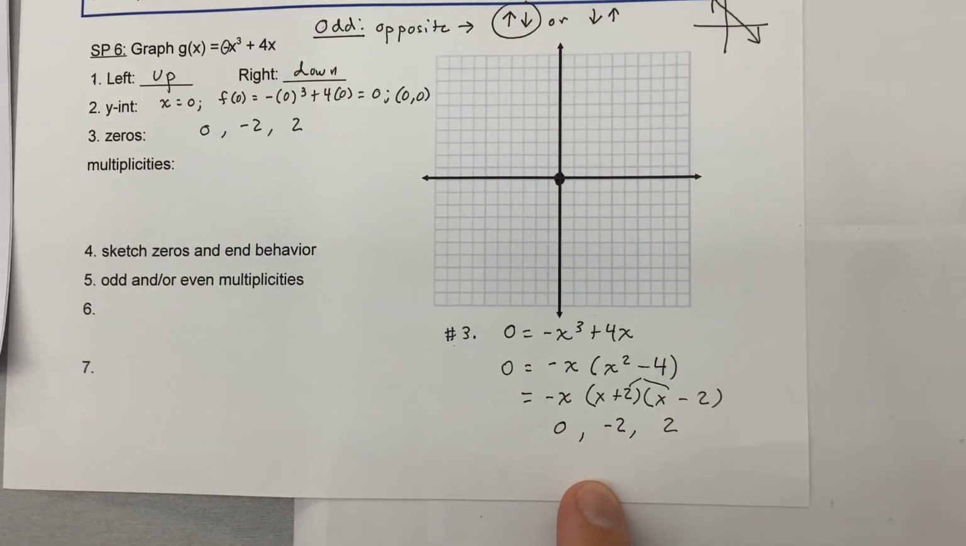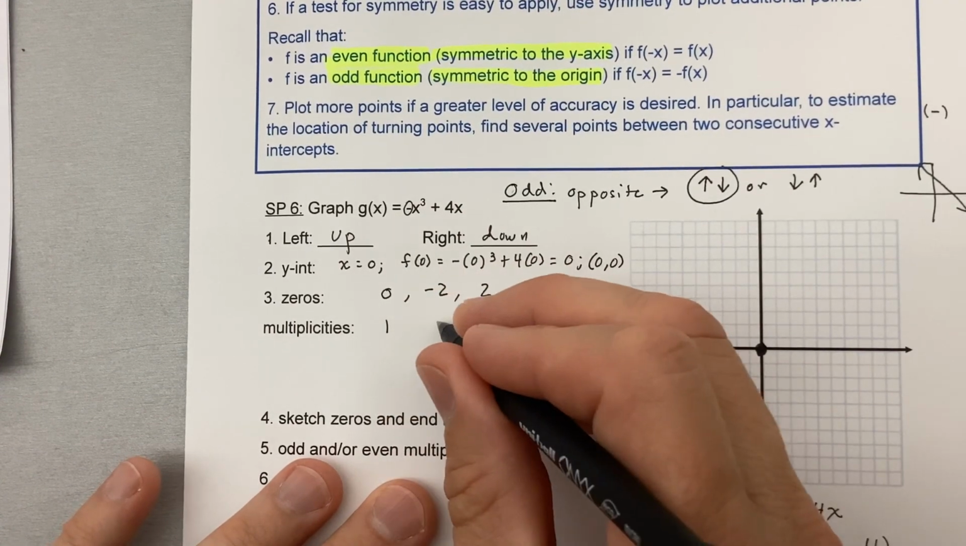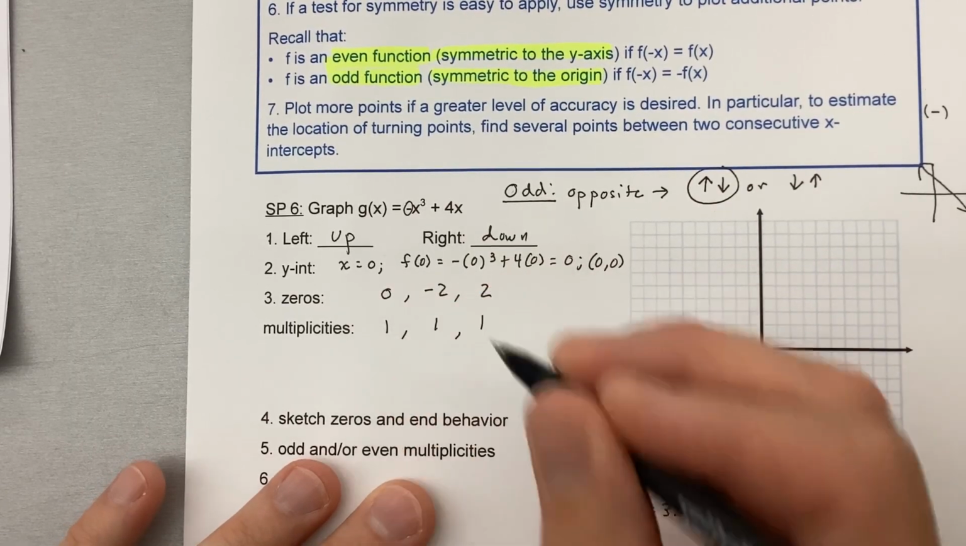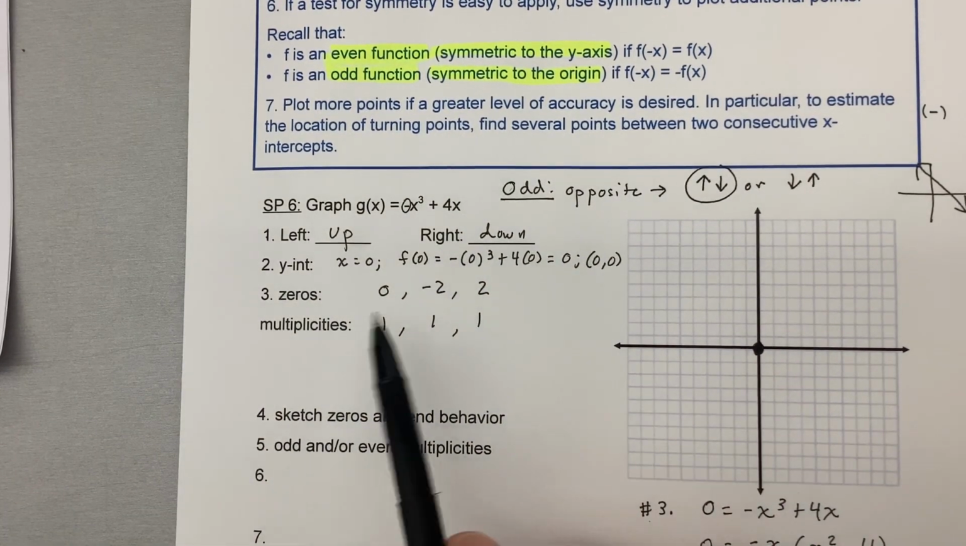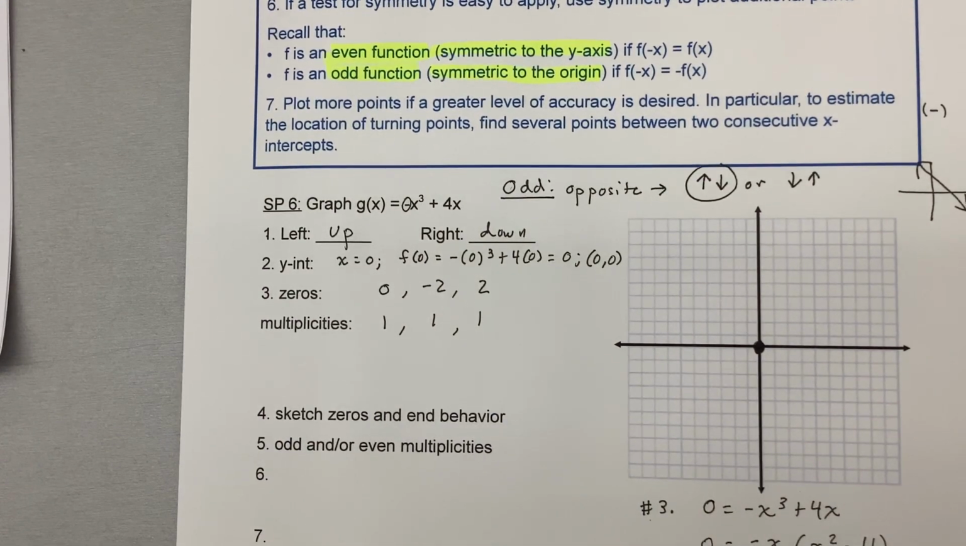What were the multiplicities for each of these? 1, very good. I didn't talk about this, this is actually getting into the fundamental theorem of algebra, but what should your multiplicities always add up to? Do you know?